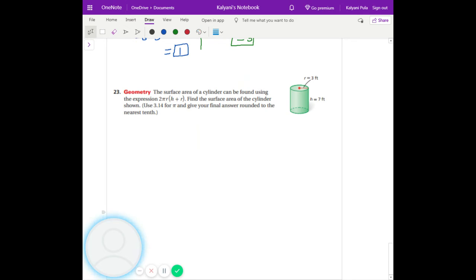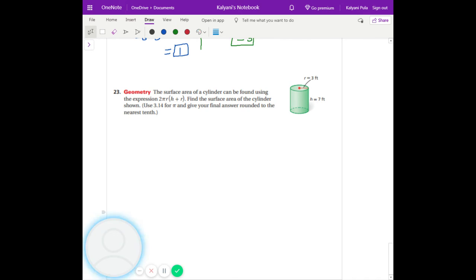The surface area of the cylinder can be found using the expression 2 pi r times h plus r. Is that pi? Yeah, it's pi. Okay, just to make sure. h plus r, and then find the surface area of the cylinder shown. Use 3.14 for pi, and give your final answer rounded to the nearest 10.